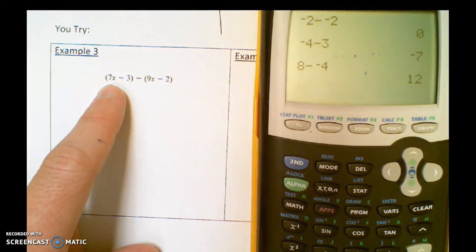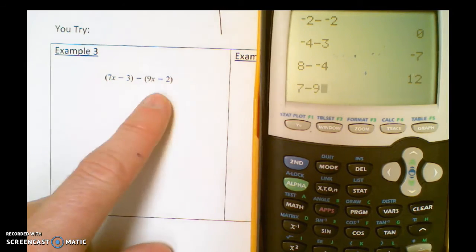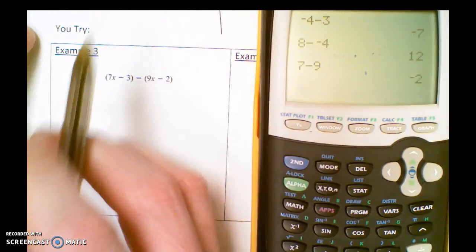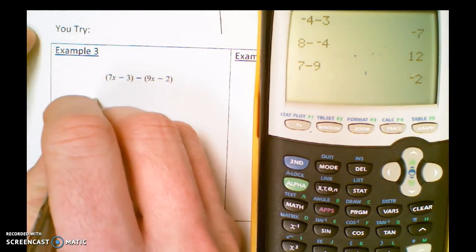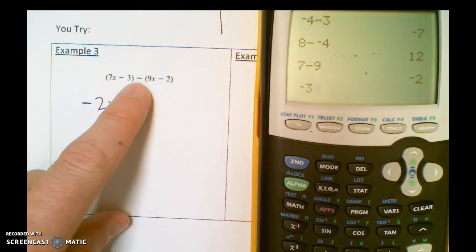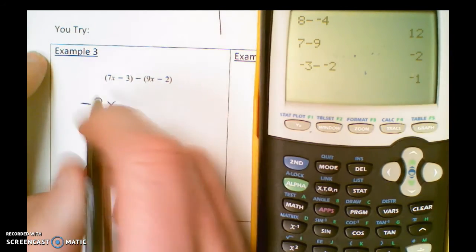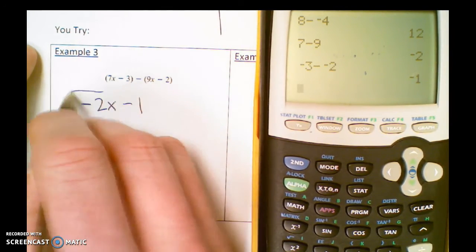So here it says I'm taking 7 x's, and I'm taking away 9 x's. I'm just doing 7 minus 9. 7 minus 9 is negative 2. So I have negative 2 x's. Then I've got negative 3 minus negative 2. Negative 3 minus negative 2 is negative 1. So there's my final answer.